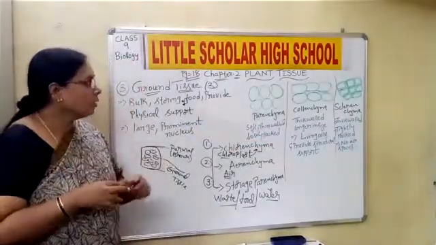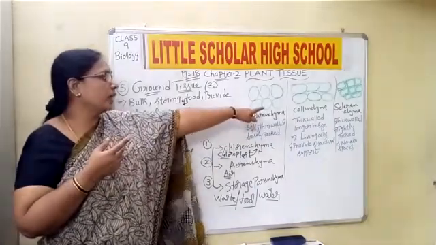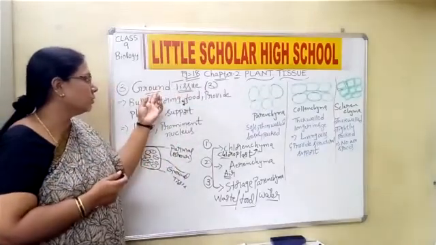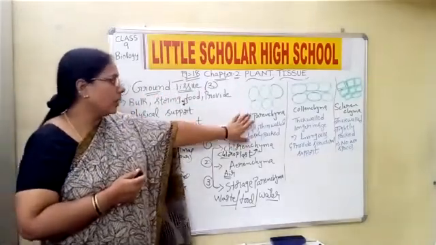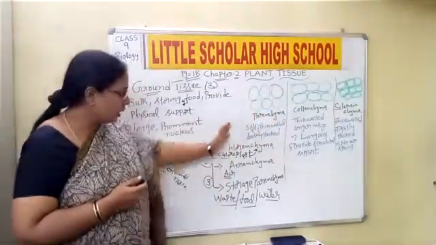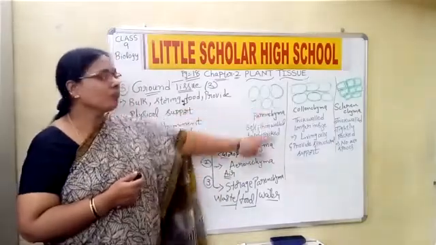Done, children? Now, what is the second type of tissue we have? That is collenchyma. Children, this ground tissue is divided into three, I said. That is parenchyma, collenchyma and sclerenchyma. We are done with parenchyma and these are the parts of parenchyma. Now we shall move to the collenchyma.